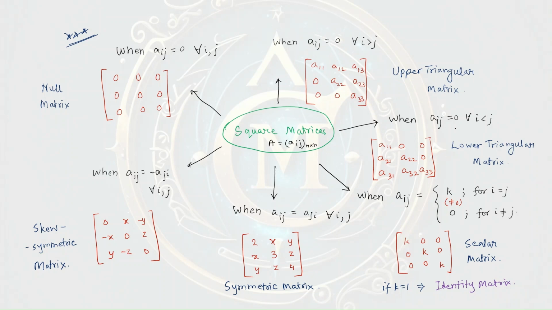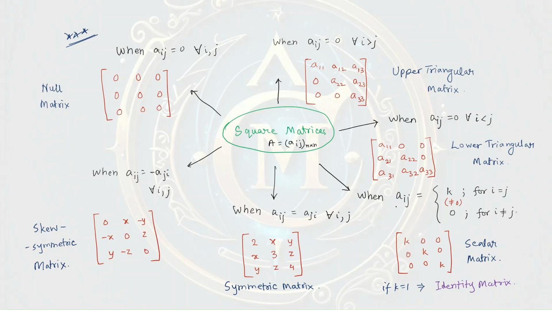Similarly, when Aij is equal to 0 for all i less than j, you can simply see that the triangle formed by the elements gets inverted, lying above this diagonal. We call this diagonal the principal diagonal of a square matrix. We will see more about it in the next slide. As the triangle gets inverted, in this case it becomes a lower triangular matrix.